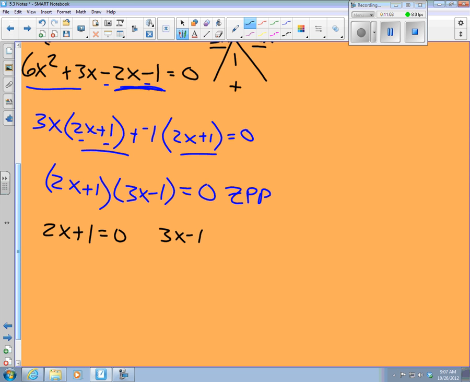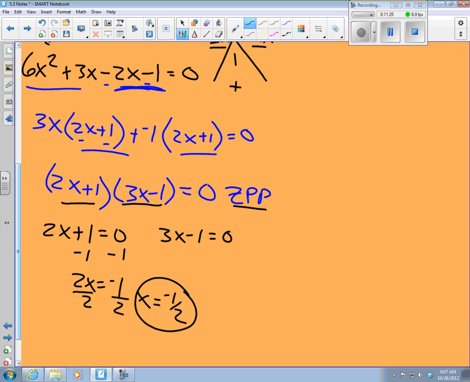2x plus 1 equals 0, and 3x minus 1 equals 0. That's your zero product property right there, setting both factors equal to 0. And then just solving. You could probably do this in your head. You see we're going to have to subtract 1 and then divide by 2, so it's negative 1/2. If you didn't do it in your head, it's 2x equals negative 1, divide by 2, and you get x equals negative 1/2. One solution.